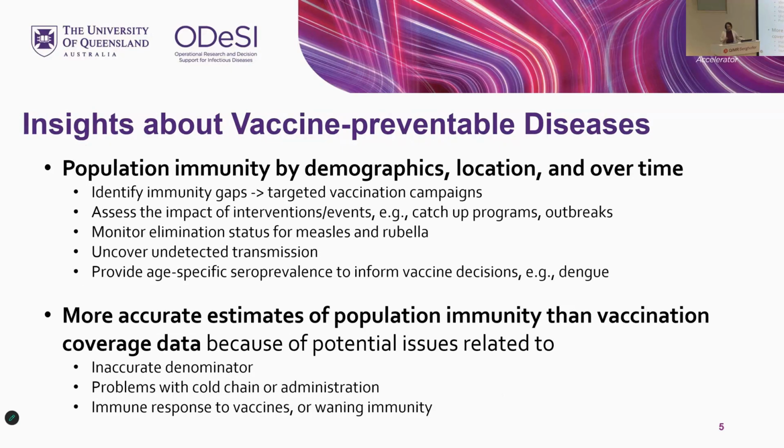So vaccine preventable diseases are a big problem in the Pacific. So this is really of major interest in the region. And there's a lot of very granular data that we can potentially get about vaccine preventable diseases. So population immunity, but also, like I said, assessing the impact of interventions like outbreaks, catch-up programs. But we can sometimes also uncover undetected transmission. I'll show you an example of that later on.